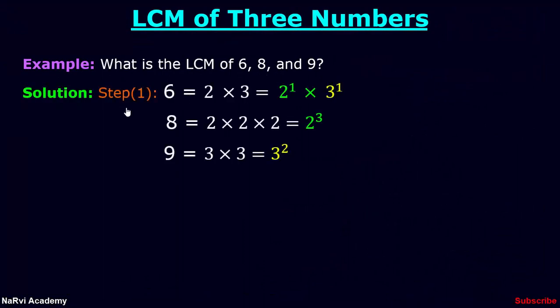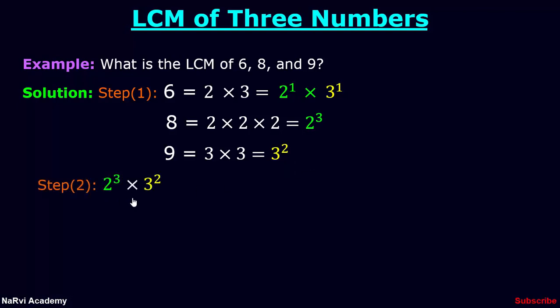So in the first step, we just need to factorize the numbers into their prime factors, and that's it. Here, 6 has two prime factors, 2 times 3, and we can write it like this, 2 to the power 1 times 3 to the power 1. Similarly, 8 has 3 prime factors, 2 times 2 times 2, and we can write it like this, 2 to the power 3. And number 9 has 2 prime factors, 3 times 3, and we can write it like this, 3 to the power 2. Let's move on to step 2.